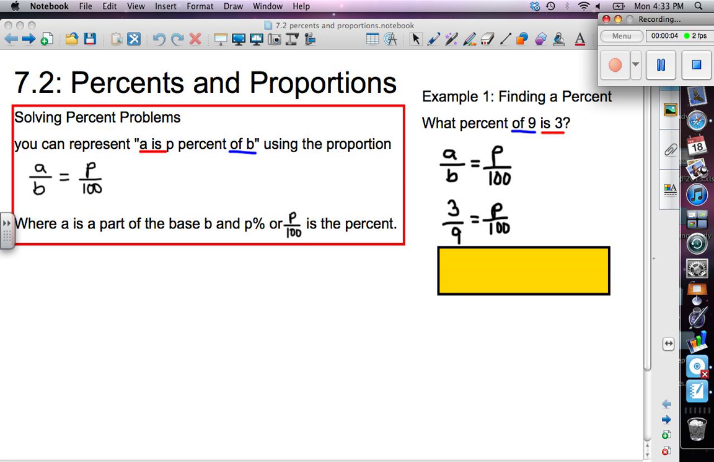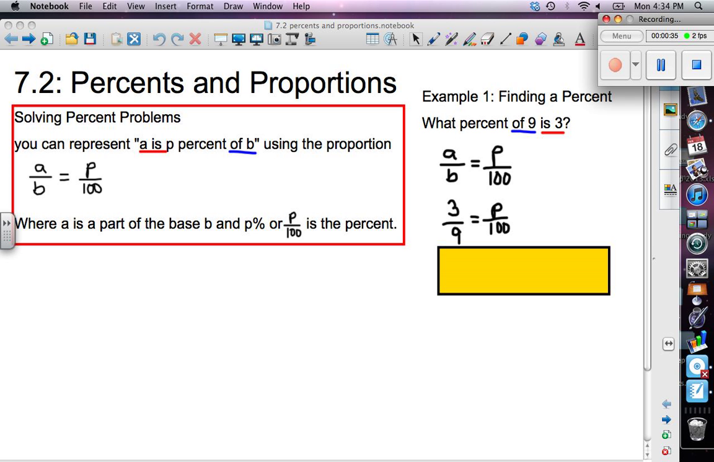This lesson is on 7.2, which is percents and proportions. So, solving percent problems. We're going to use this equation here. This box is very important, so make sure this gets into your notebook. You can represent "A is P percent of B" using the proportion A over B equals P over 100, where A is a part of the base B, and P percent, or P over 100, is the percent.